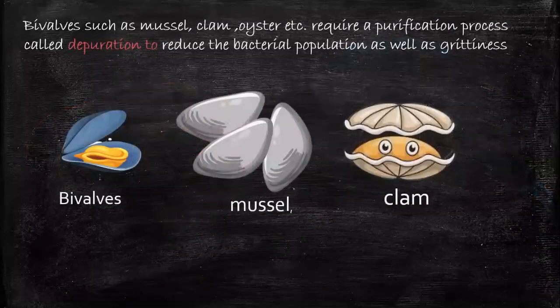Now let's see about bivalves: mussels, clams, oyster. In these a purification process is done. So we call it depuration. Depuration is a very important term in this case. Depuration is done in the bivalves, mussels, clams and oysters. So you can see bivalves, this is mussels, and this is clams. So the depuration process is done in these.